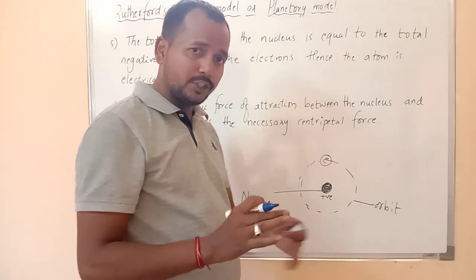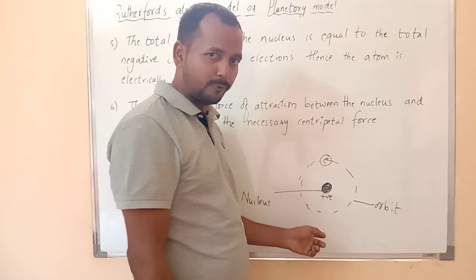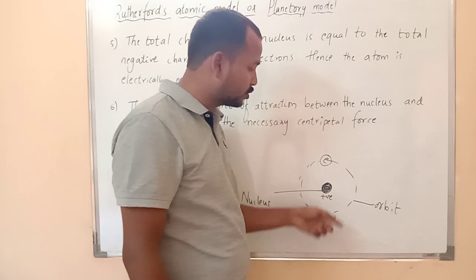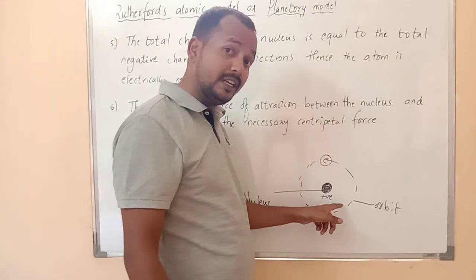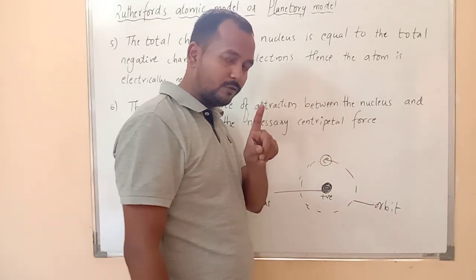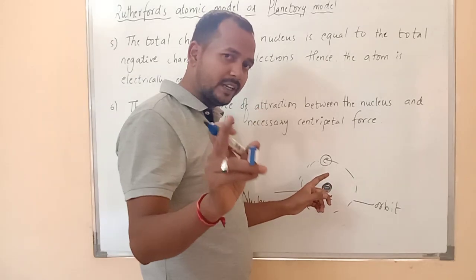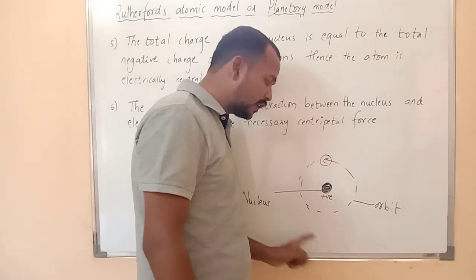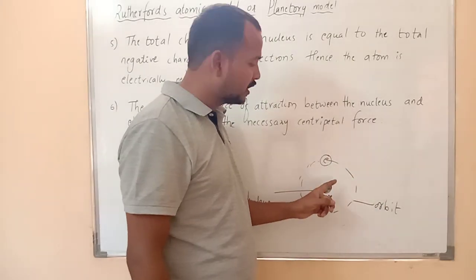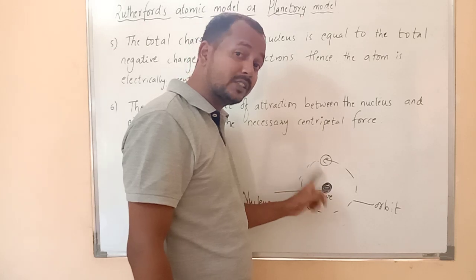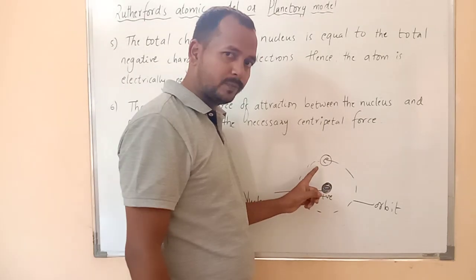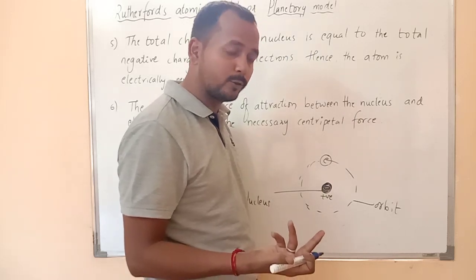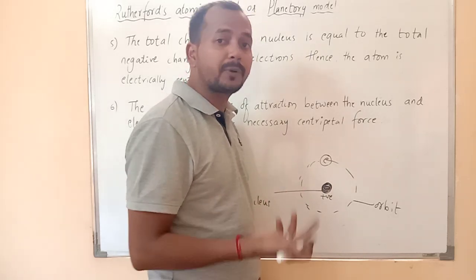We know that anything moving in a circular orbit must experience a centripetal force. That means these electrons experience some centripetal force to rotate around the nucleus in a circular manner. One more time I will repeat: if anything rotates in a circular orbit, it must experience a centripetal force. Here electrons revolve around the nucleus in a circular manner, so they must experience a centripetal force. Who will provide that centripetal force?